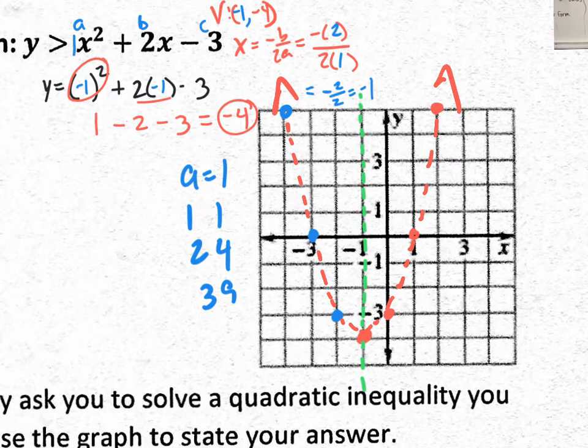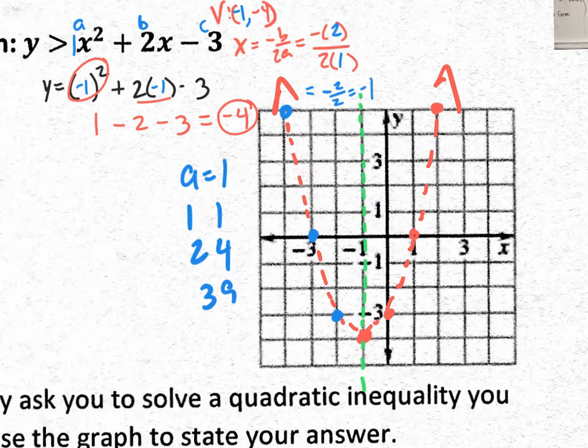Now remember, an inequality, it's not just a line. It's not just a parabola that's solid or dotted. It's a whole area. So your answers are either going to be on the inside of this U-shaped curve or on the outside of this U-shaped curve. So how do we do that? How do we figure out where our answers are at?